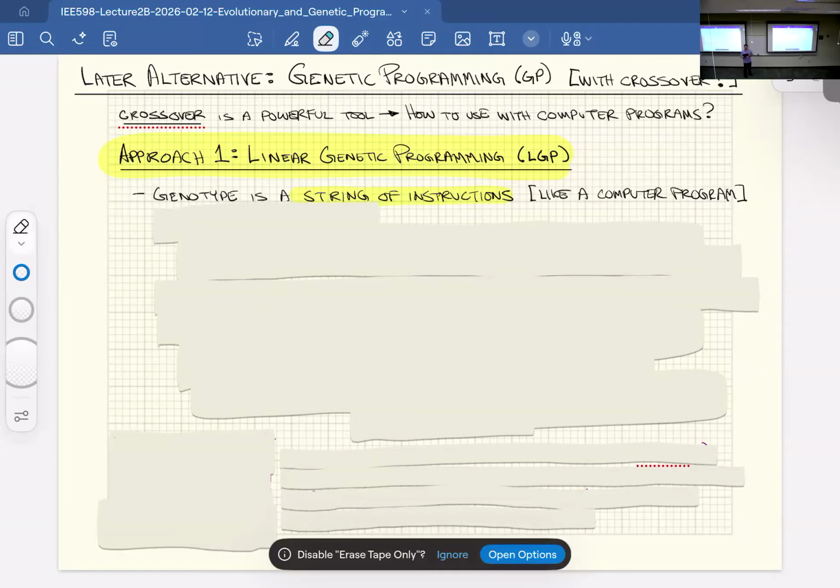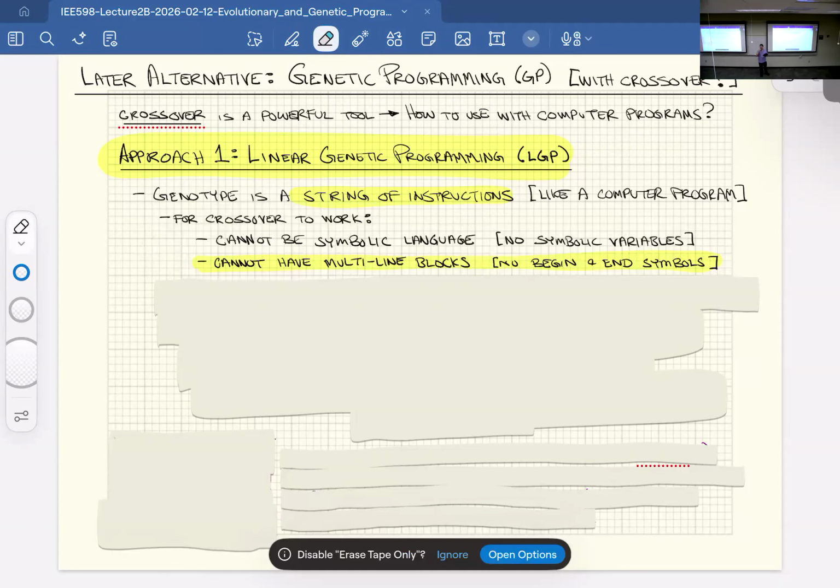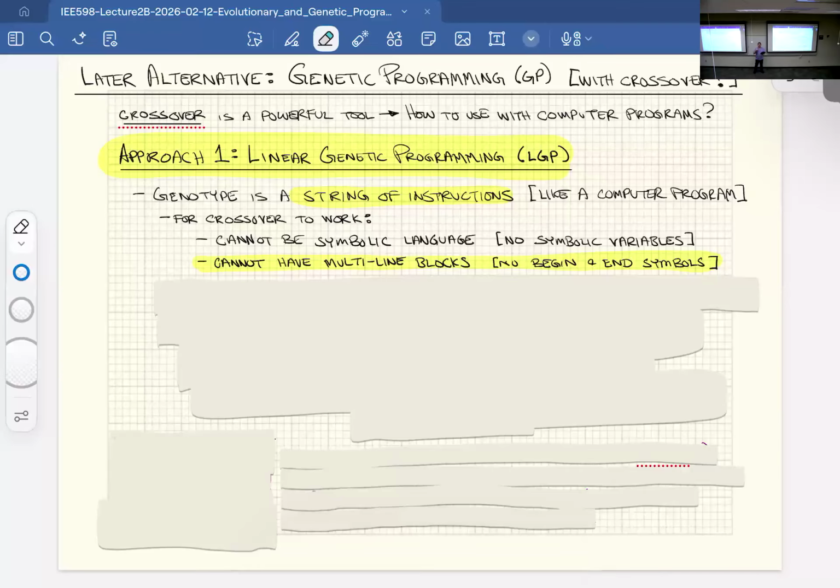Approach one is so-called linear genetic programming. So the idea here is that we are going to go back to forcing our genotype to be a string. And that works really well for computer programs because computer programs are strings of instructions. So already it seems like we're in the ballpark. The problem here is that how do you make crossover work with a string of instructions? We need to exclude certain things, certain types of programming languages.